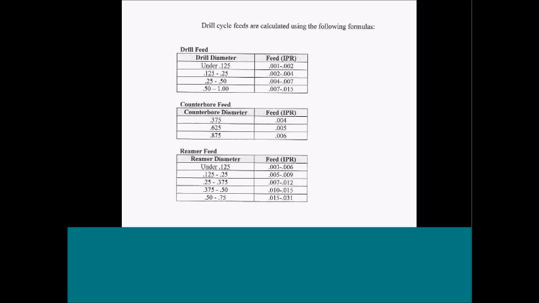And here's another one that I would give them, stainless steel. They have to look on the chart, look at the cutting speed, the tool itself, and then determine the surface speed. Drill cycle feeds, how it's calculated as far as the formulas. They talk about different drill diameters here. Counterbore feed, reamer feed, inches per minute. Or I'm sorry, inches per revolution, not minute, but inches per revolution.